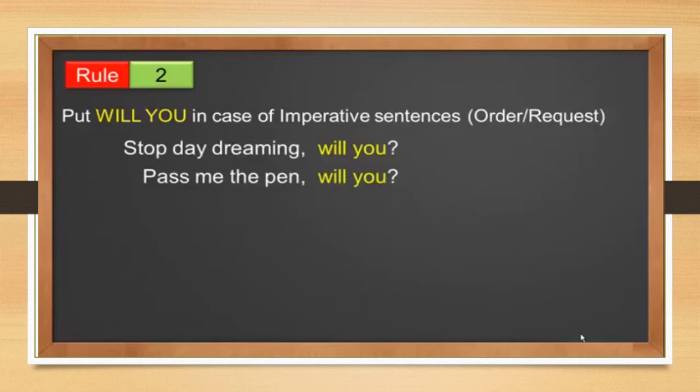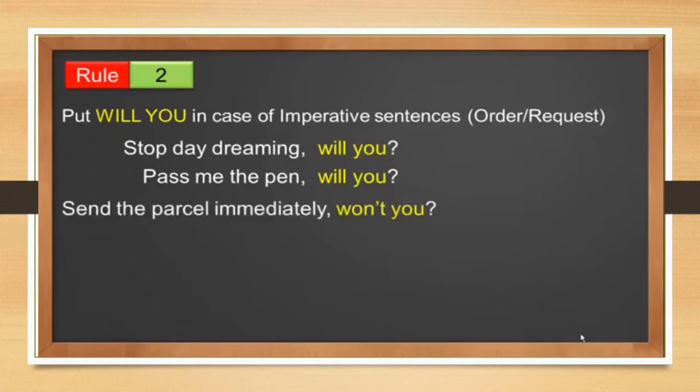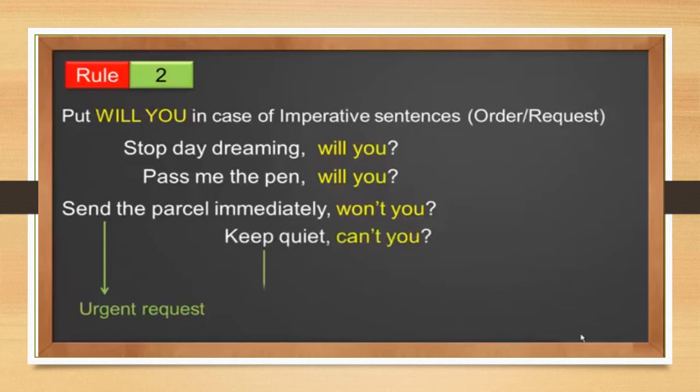For example, stop daydreaming, will you? Pass me the pen, will you? Send the parcel immediately, won't you? So if there is an urgent request, instead of will you, you can use won't you. Keep quiet, can't you? If there is an impatient remark, you can use can't you also.